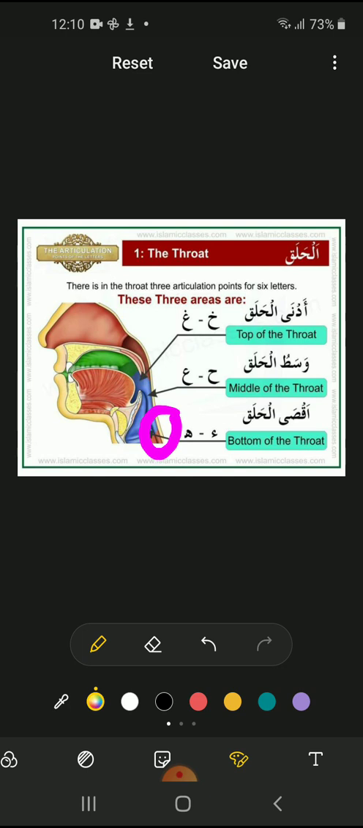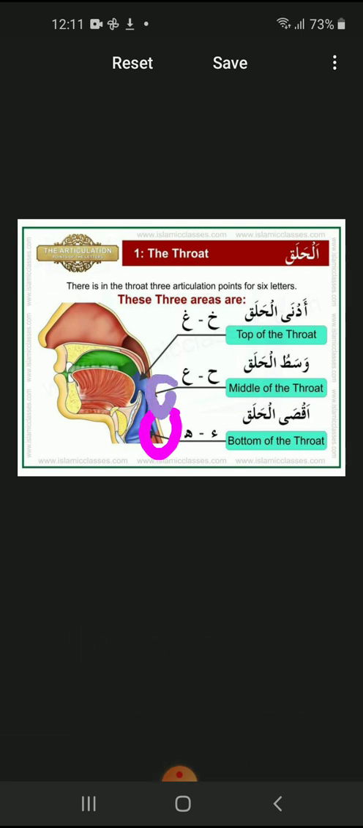How about the Ha and the Ain? In this area, we have the Ain and Ha, which is the middle part of the throat. We have the Ain and the Ha letters produced. And as we mentioned, it is above the larynx and below the uvula. And this is the place from where we have the Ha and the Ain. So this is the second place.